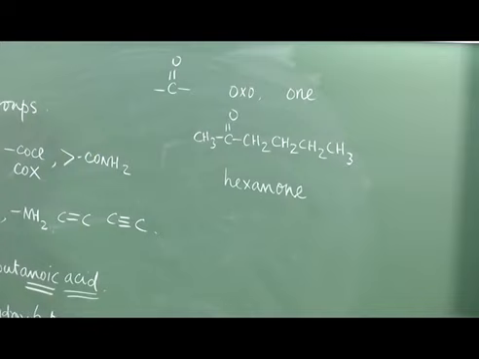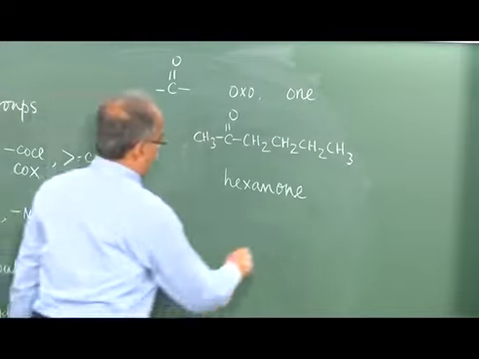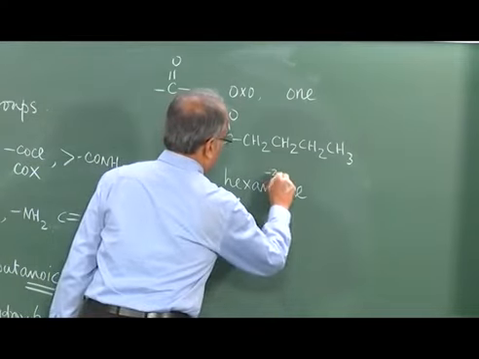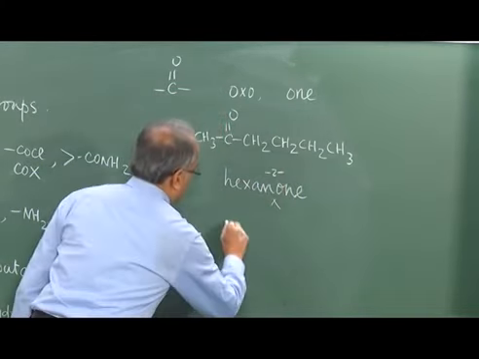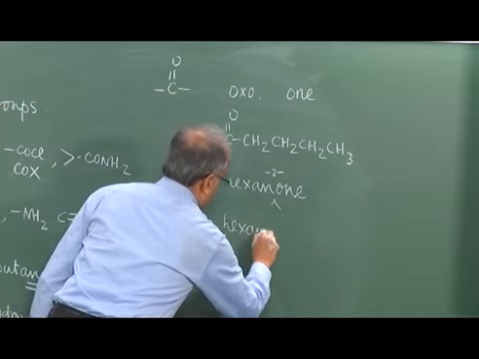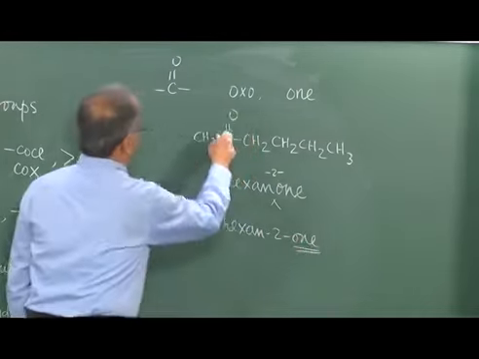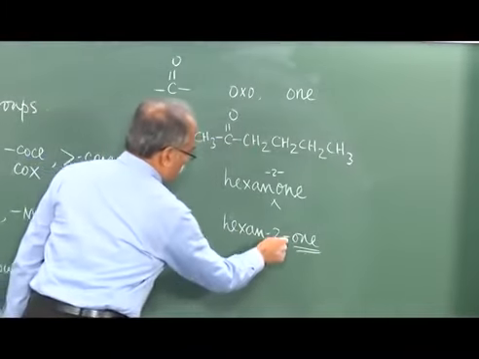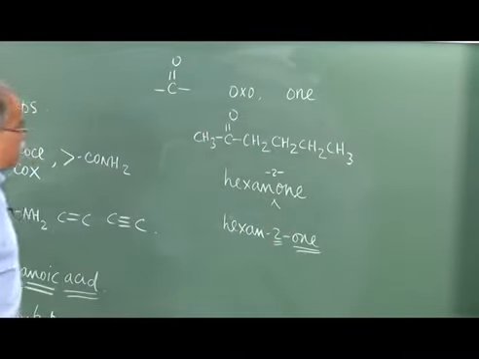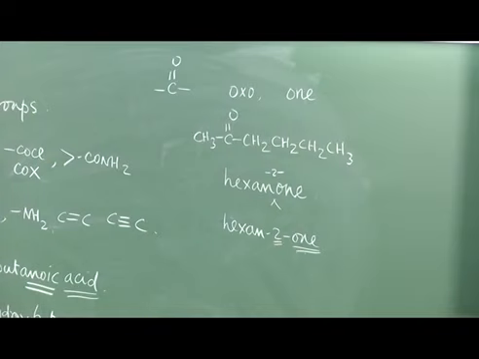but then you have to mention where the carbonyl functional group is present in this particular system. So, you have to say the position where the carbonyl functional group is. So, this will be hexan-2-one. The "one" corresponds to the ketone, the 2 corresponds to the position where the ketone is present in the long chain.